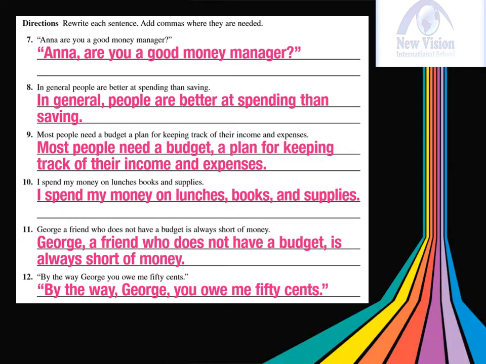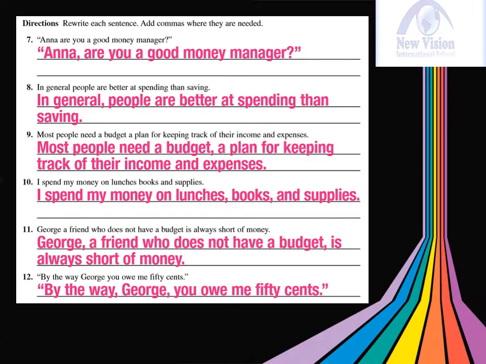Number 10. I spent my money on lunches, books, and supplies. We put commas after the words lunches and books. Number 11. George, a friend who does not have a budget, is always short of money. We put a comma after the name George and the word budget. And number 12. By the way, George, you owe me 50 cents. We put commas after the words way and the name George.